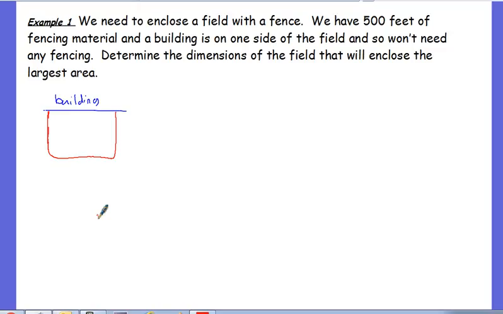Okay? So here's the thing. It can't be a circle because then there's no sides to a circle. You know what I'm saying? It could be, I guess, a triangle, but it'd be a pretty weird big triangle. Okay?